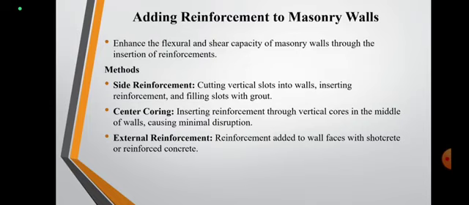Now adding reinforcement to masonry walls. Main purpose is to enhance the flexural and shear capacity of masonry walls through the insertion of reinforcements, and it has some methods. First is side reinforcement, means cutting vertical slots into walls, inserting reinforcement and filling the slot with grout. Second is center coring, inserting reinforcement through vertical cores in the middle of walls, causing minimal disruption. Then third is external reinforcement, means reinforcement added to wall faces with shotcrete or reinforced concrete.